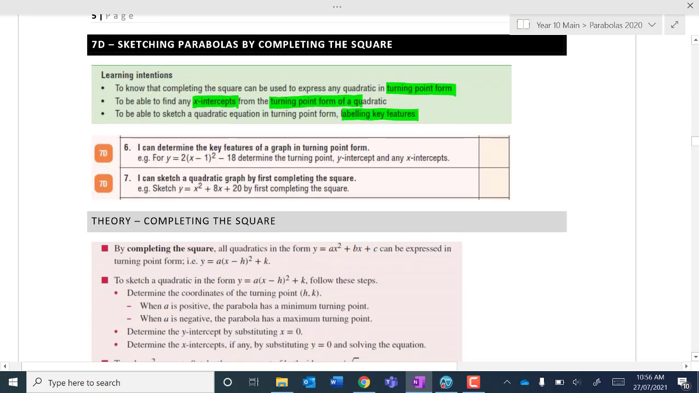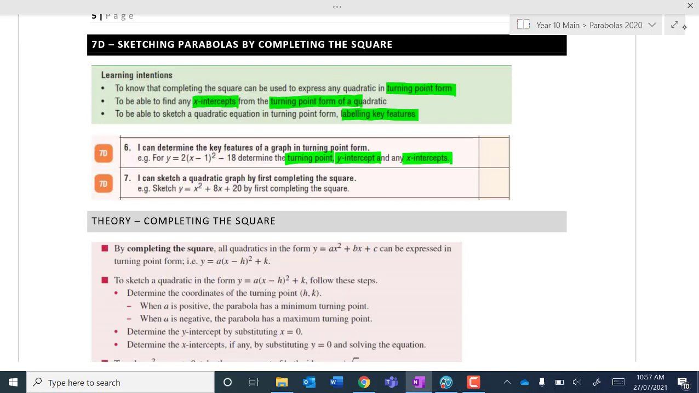You can determine the key features of a graph in turning point form. Okay, so we're determining the turning point, the Y-intercept and the X-intercepts, and we do it a little bit differently to factorizing when we're looking at ones that we could factorize. And finally, we can sketch a graph by completing the square first.